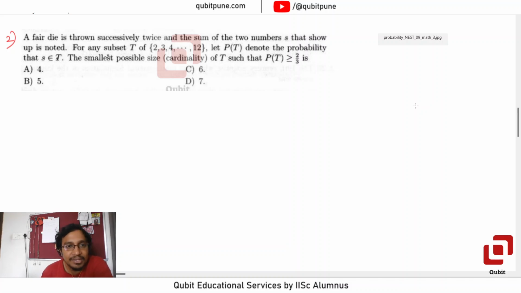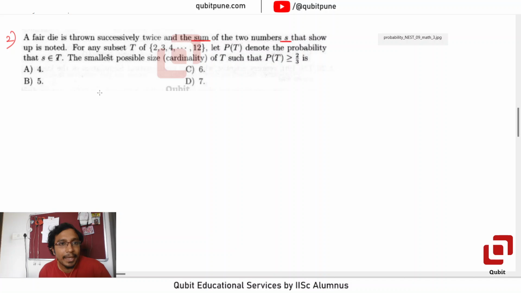A fair die is thrown successively twice, and the sum of the two numbers S that show up is noted. For any subset T of 2, 3, 4 up to 12, let P of T denote the probability that S belongs to T. The smallest possible size or cardinality of T such that P of T is greater than or equal to 2 by 3 is 4, 5, 6, 7. Okay, so the sum is S.